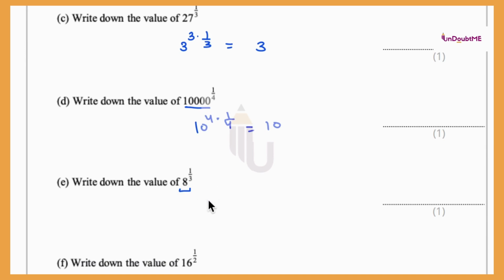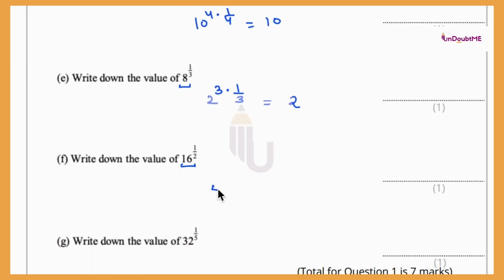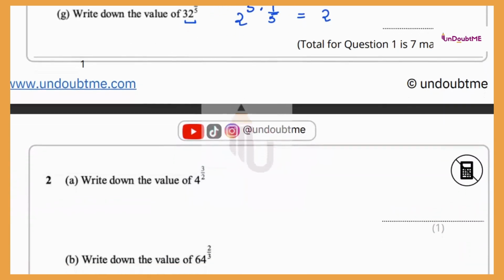Next question, 8 can be written as 2 to the power 3 times 1 by 3. It will be just 2. 16 can be written as 4 to the power 2 times 1 by 2. Answer will be just 4. 32 to the power 1 by 5. 5 means you need to break 32 into something raised to the power 5. So that will be 2 to the power 5 times 1 by 5. 5 will get cancelled. Answer will be 2. Once you practice enough questions, you will see that these numbers are commonly used and commonly asked in the questions. So you will end up remembering the factors also.